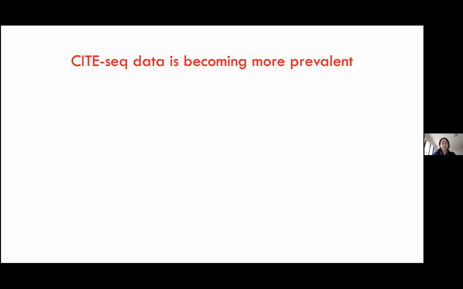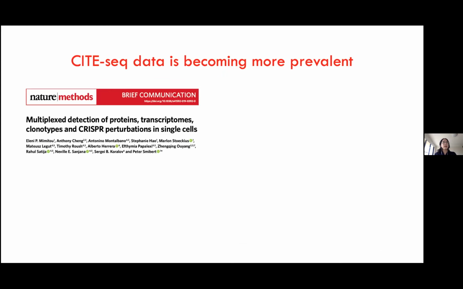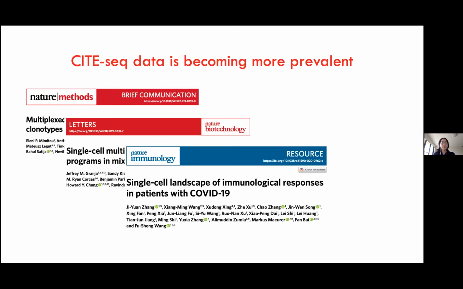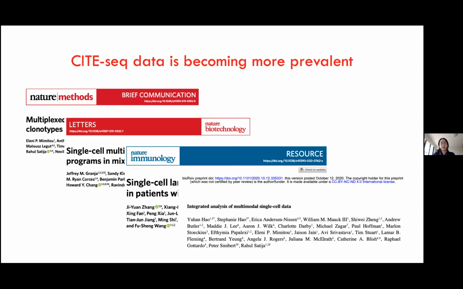So the number of CITE-seq data sets is becoming more and more prevalent. At the time when we started to think about developing a package for CITE-seq data, there were only very few public data sets out there. But within the past year, there have been many published data sets now for CITE-seq. And here I've just listed very few representative papers. So this also is a testament to how useful this technology is becoming and is also viewed by biologists.